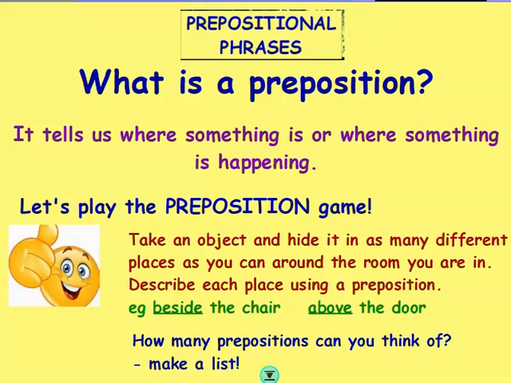Let me introduce you to Fred the Ted. Say hi, Fred the Ted, to all the children in Year 5. Hello, Year 5. Now Fred the Ted has got my favourite highlighter. I use this quite a lot when I'm marking. Fred the Ted is going to put it in different places so that we can work out what prepositions are. So first of all, where are you going to put it, Fred? Oh, on my head. So on is the preposition. The highlighter is on my head.